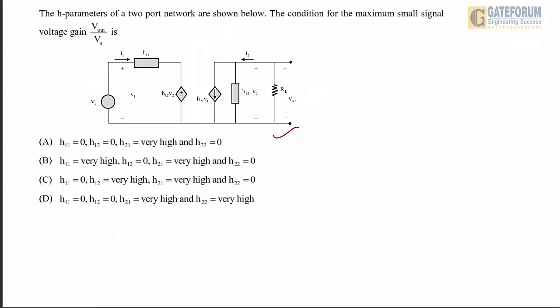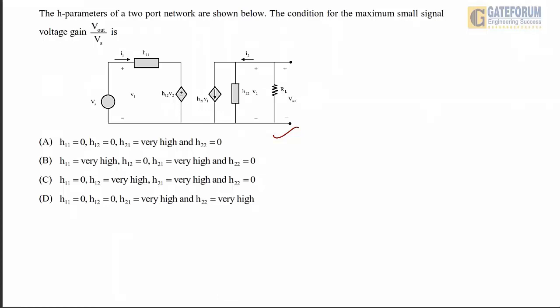Option B: H11 is equal to very high, H12 is equal to 0, H21 is equal to very high, and H22 is equal to 0. Option C: H11 is equal to 0, H12 is equal to very high, H21 is equal to very high, and H22 is equal to 0. Option D: H11 is equal to 0, H12 is equal to 0, H21 is equal to very high, and H22 is equal to very high.